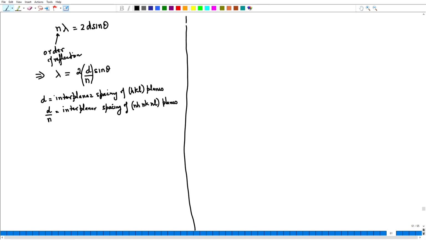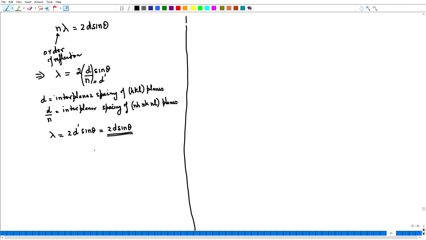And hence, what I can do is, maybe I can replace this and write it as d prime, that d prime becomes an interplanar spacing of NH, NK, NL plane. And hence, the Bragg equation could be written as 2 d prime sin theta. Well, I can also remove the d prime part and simply write it as 2d sin theta. Now, very often you will find that this is the Bragg equation that we typically use.